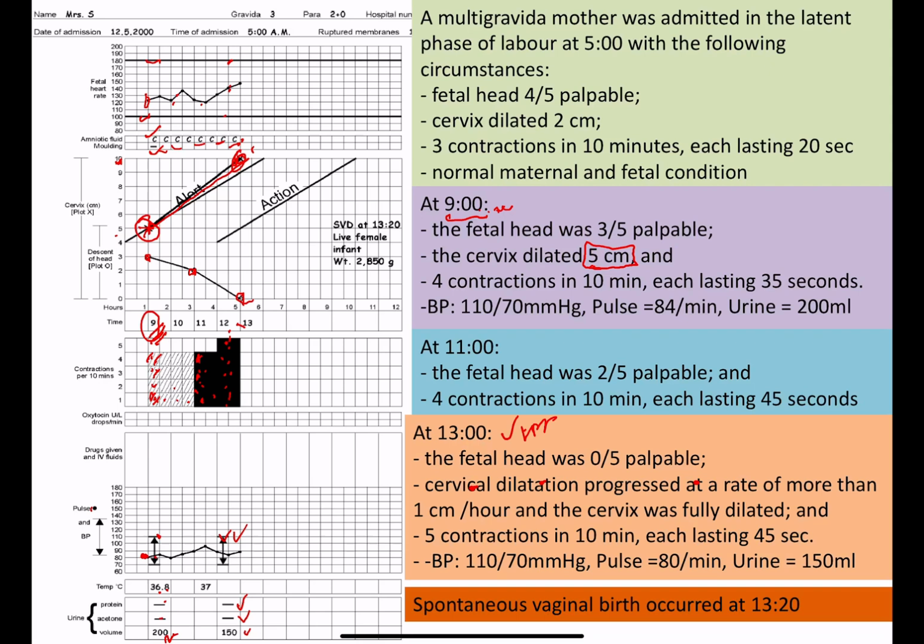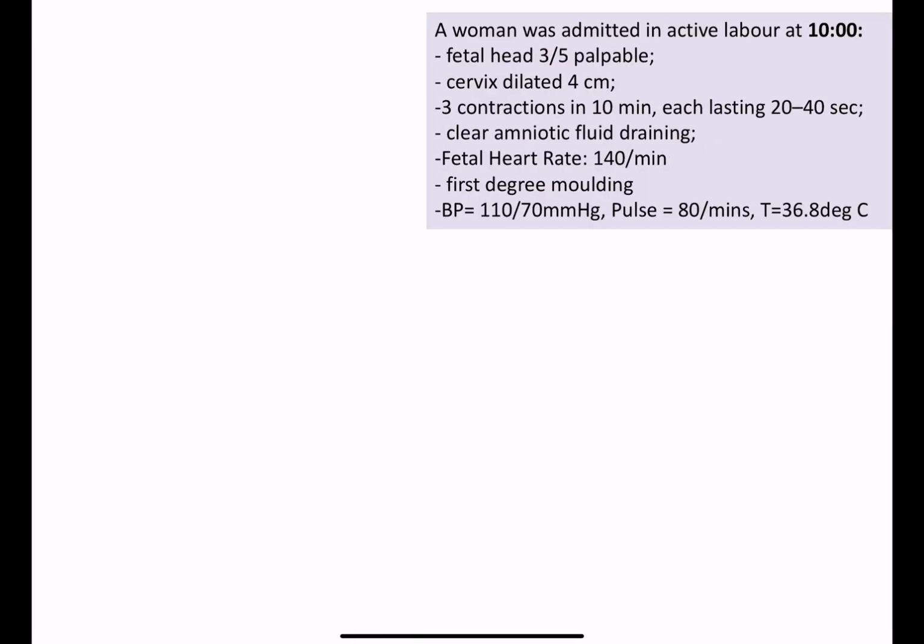It occurred. So that was a quite normal progress of labor, which leads towards a successful vaginal delivery of a baby, right? So this is an example of how you will be plotting the information and how you will keep a record of the information and relate the information. Now let's see another example.